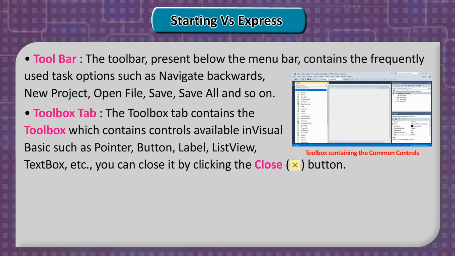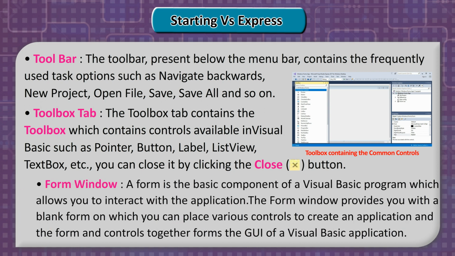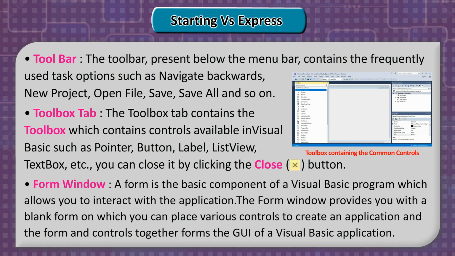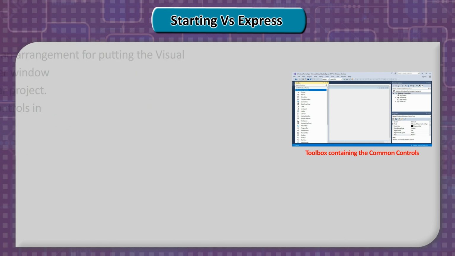Toolbox tab. The Toolbox tab contains the toolbox, which contains controls available in Visual Basic such as pointer, button, label, list view, text box, etc. You can close it by clicking the Close button. Form window. A form is the basic component of a Visual Basic program which allows you to interact with the application. The form window provides you with a blank form on which you can place various controls to create an application, and the form and controls together form the GUI of a Visual Basic application.